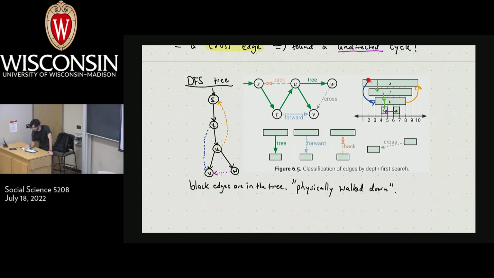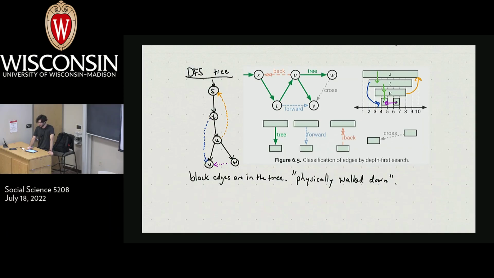But if I drew the arrows for you on top, like here, then you can always figure out, okay, this has to be a back edge because we already visited S. This is a forward edge. That's a cross edge because they're disjoint. Yeah, and the picture would be T to V. It's not drawn to scale.